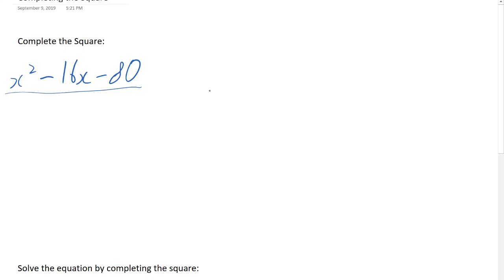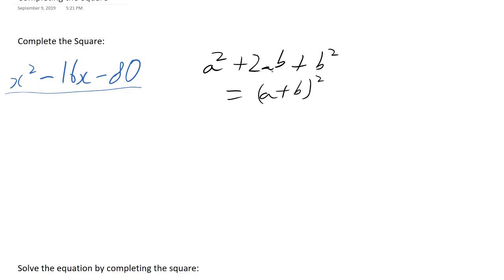So let me start by writing something out for you, which is the basis of this method. a squared plus 2ab plus b squared equals (a plus b) squared. So this is true, and considering this, we can use it to help us solve certain problems.